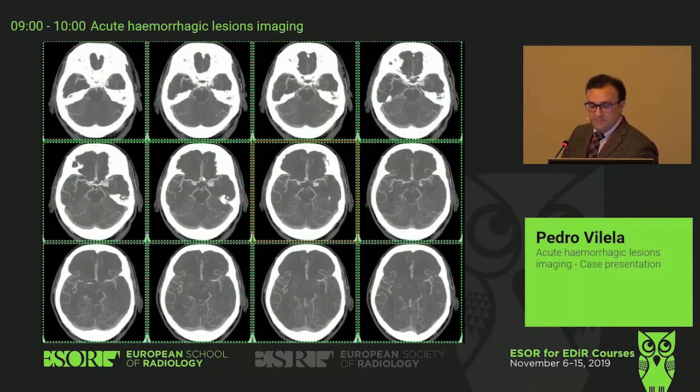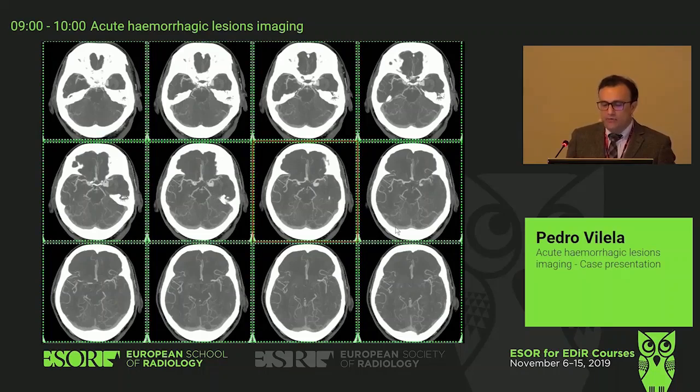And arising from here? Probably at the origin of the ACOM on the left, I would think. Or the PCOM. PCOM on the left. Posterior communicating artery. So, reviewing the anatomy.